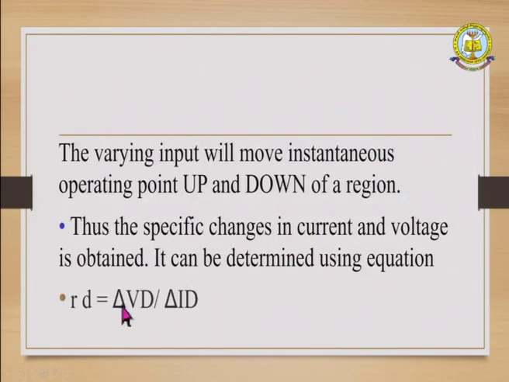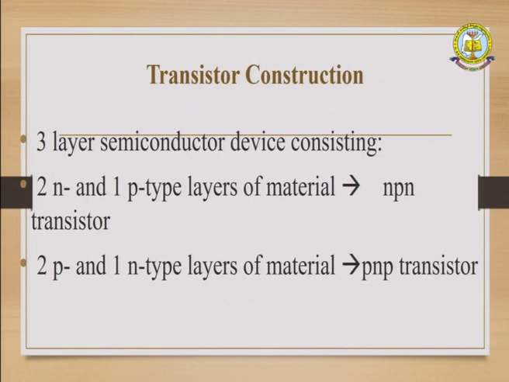The formula again: RD is equal to delta VD by delta ID. This is also the same formula. So, this is only for diodes. I am taking only two diodes, which are the tunnel diode and the Zener diode, the two most important diodes. After that, the second one is the special semiconductor, the transistor.